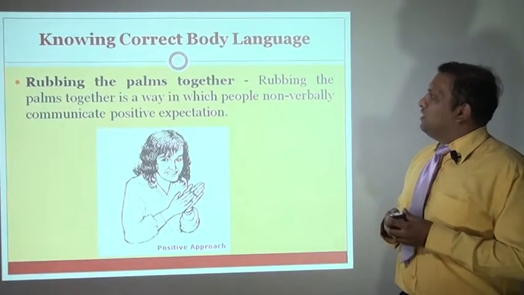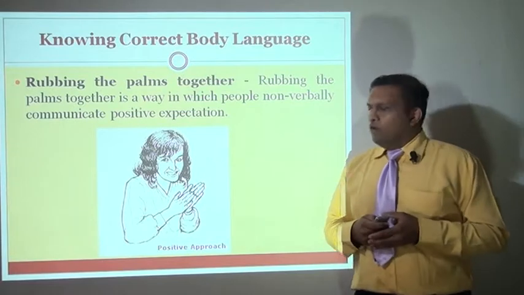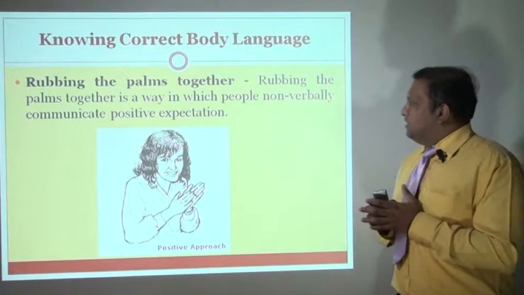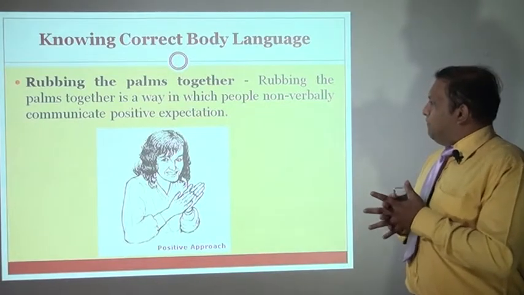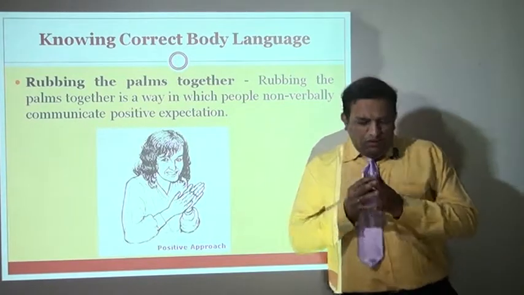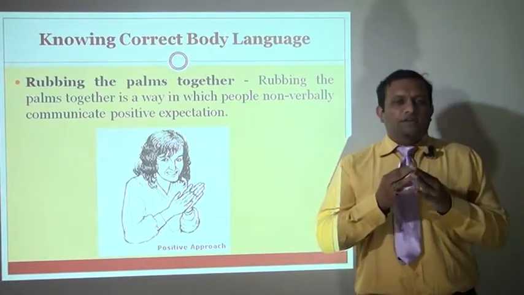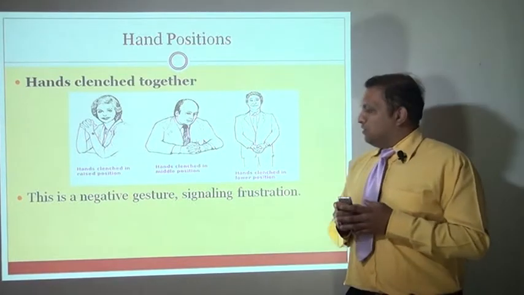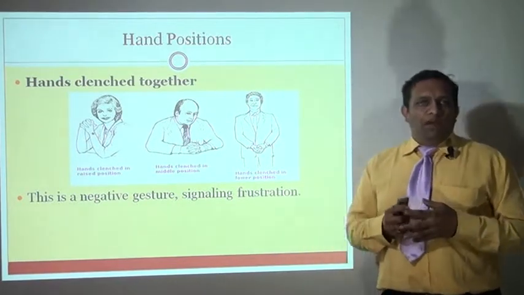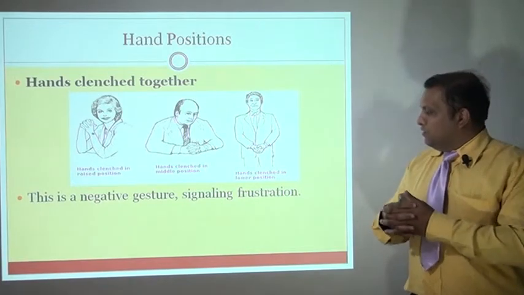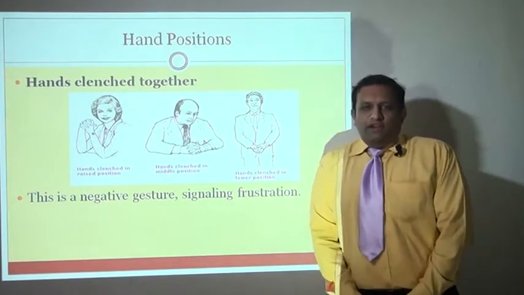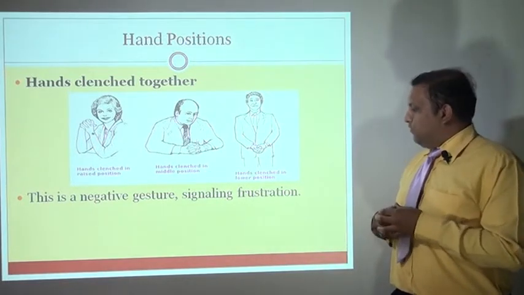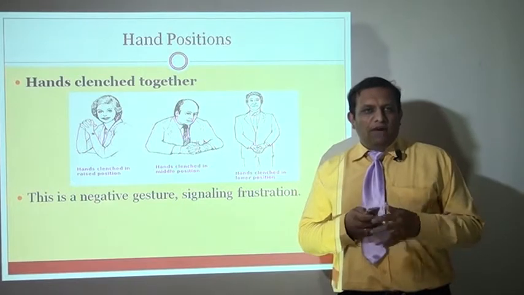Let's look at knowing some correct body language postures. First, rubbing both the palms together. This is a typical expression wherein you try to communicate that you are positively interested in having a conversation with a person. Hands clenched together. This is a negative sign. Maybe putting your hands and fists together, or standing with clenched fists can lead to a sign of frustration or negativity in the mind of the listener.